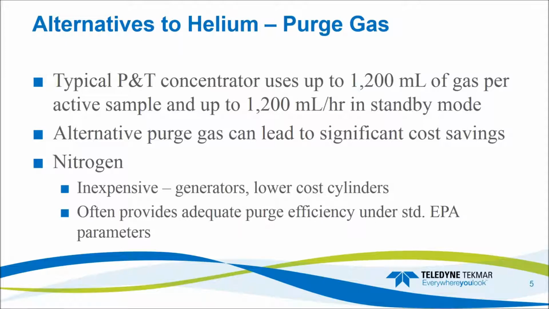It's relatively inexpensive. Labs can choose to use generators that are going to concentrate the nitrogen that's readily available in the air around us. And then compressed cylinders of nitrogen are much less expensive than helium, even when the helium supply is stable and abundant. Also, nitrogen often provides us more than adequate purge efficiency for the standard EPA compounds under standard EPA parameters.